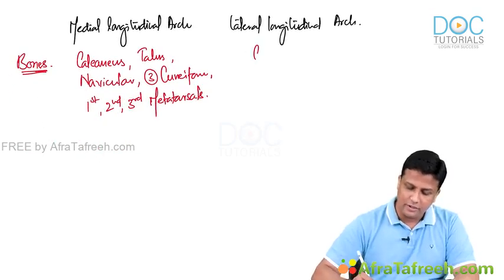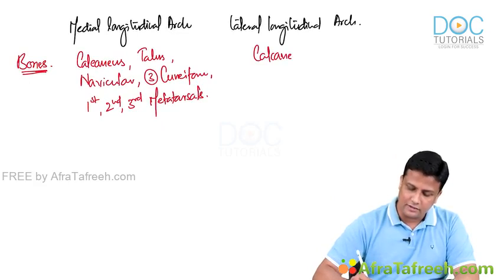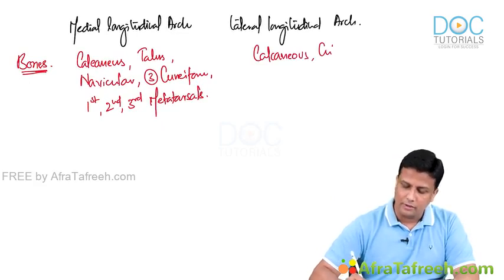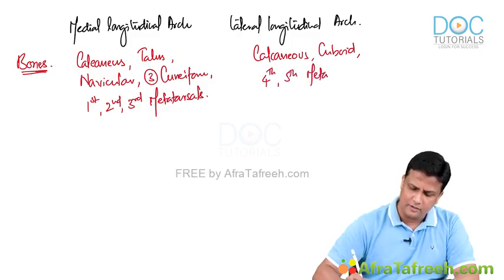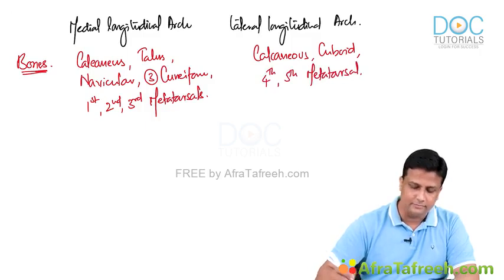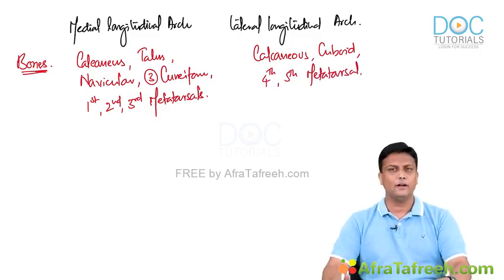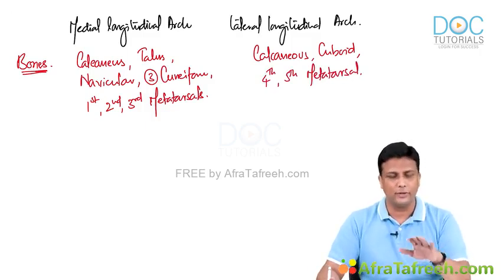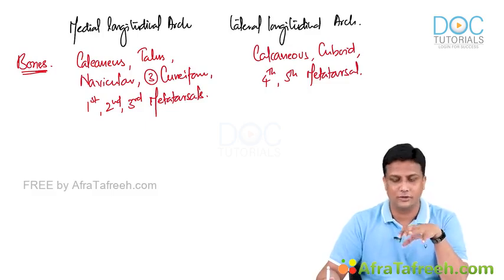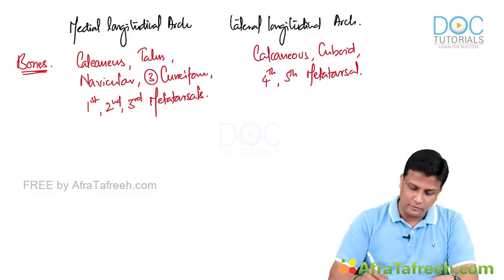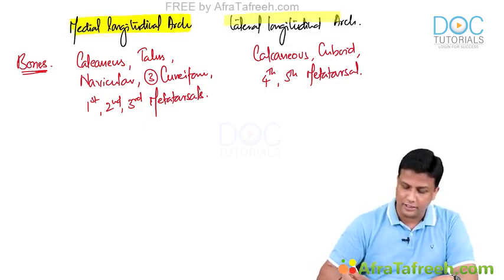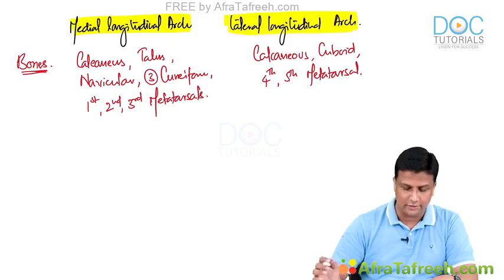So lateral longitudinal arch is again formed by calcaneus, cuboid, as well as the 4th and 5th metatarsal. So I hope if you draw the diagram along with me, you don't even have to mug up this one, guys. The moment you draw the diagram of all the arrangement of bones in the foot, then it will become easy for you to remember which bones are going to form the medial longitudinal arch and which bones are going to form the lateral longitudinal arch.